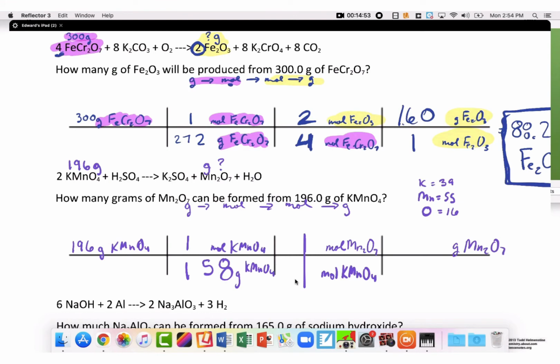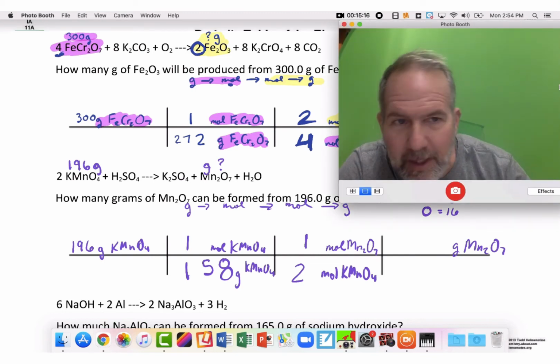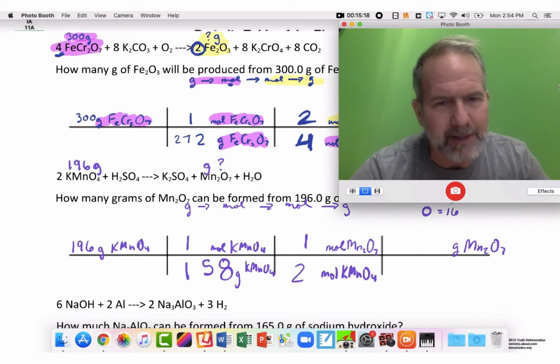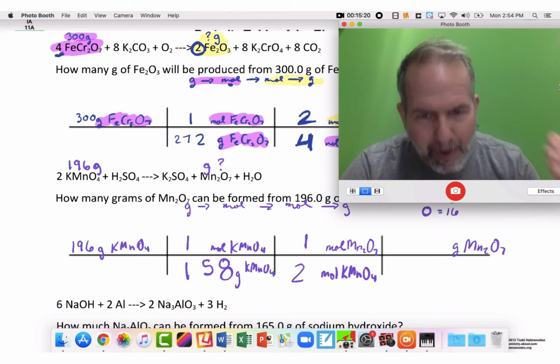Oh, we're back. Okay, so look what happened here. Yeah, so this first one was a 1. And then the KMnO4 has a 2 in front of it. I'm getting this from the balanced equation. You see that? That's important that you understand that part. That's the only new thing of the whole chapter, is look at the balanced equation and put it in that spot.